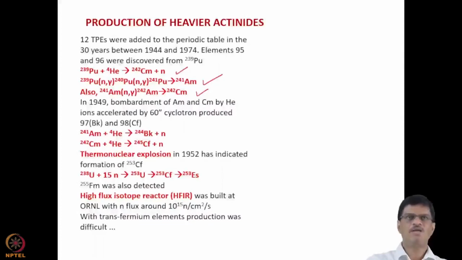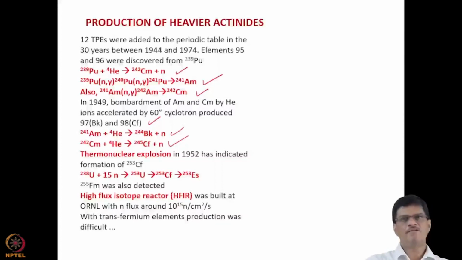And subsequently in 1949, the bombardment of americium and curium by helium ions accelerated by the 60-inch cyclotron produced element number 97, which is known as berkelium today, and element number 98, which is known as californium. The reactions are given here, where americium-241 reacts with helium-4 to give berkelium-244, and curium-242 reacts with helium-4 to give californium-245.